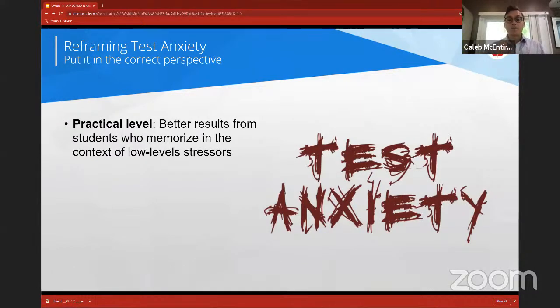The one practical point is that we have really good evidence that students who memorize in the context of low-level stressors do better. We have this evidence both for medical students specifically and for a number of other schooling techniques across the spectrum of learning: we do see increased memory from these low-level stressors. On to the next slide.